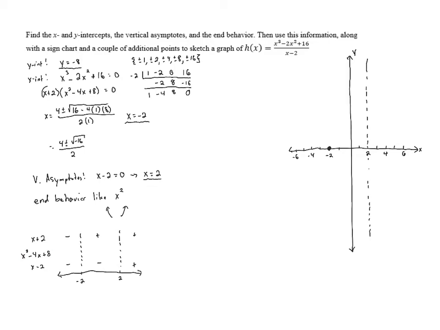We're going to use a little bit of logic here. Remember that this had zeros that were complex numbers. This means that this graph, if we were to graph y equals x squared minus 4x plus 8, would not intersect the x-axis. So if we have a parabola opening upwards that doesn't intersect the x-axis, that's always going to have to be positive. So this factor is always going to be positive no matter what the x value is.